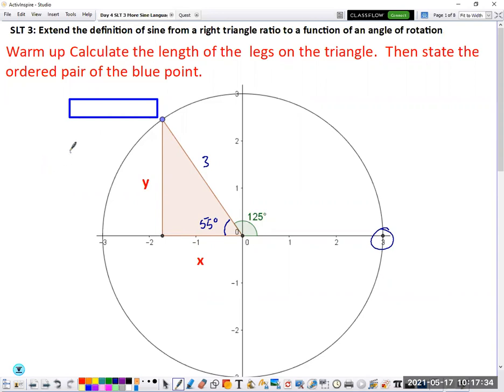Jesse, give me one of those ratios. 180 minus 125 gives us the 55. Jesse, what if we were looking for Y? Would we use sine, cosine, or tangent? Sine. So we're going to say sine of 55 equals Y over 3.